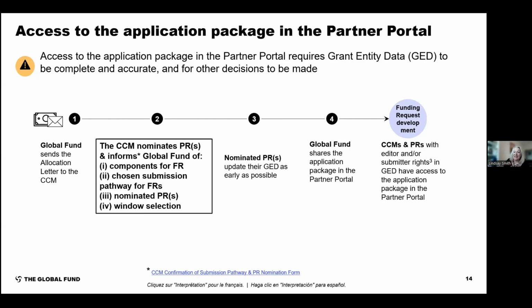After that process, the Global Fund will be able to then create the funding request in the system and share the documents in the partner portal. If a principal recipient has been nominated, then they also have the ability to then update their grant entity data to be able to then access the grant making module in the partner portal to be able to complete those performance framework and budget documents at the grant level. Next slide, please.